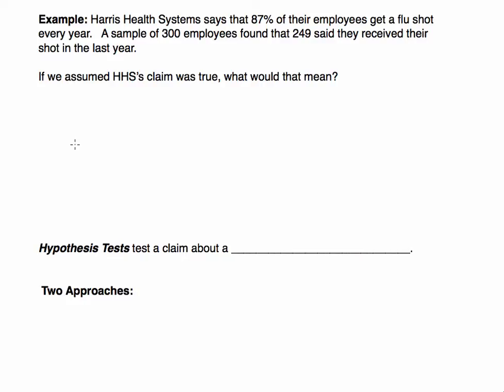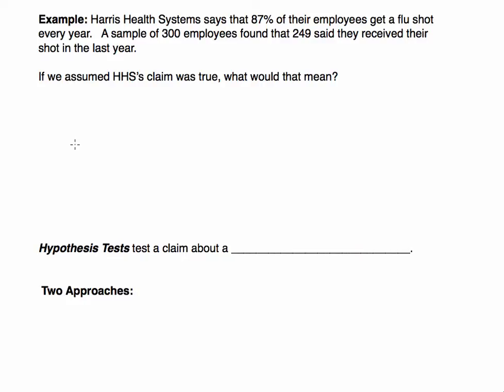With a confidence interval approach, we determined whether or not 87% seemed reasonable. We did that by creating a point estimate and a confidence interval and looking at whether or not that 87%, or that 0.87 proportion, was contained in that confidence interval. That's different from what we're about to do, which is to use a formalized hypothesis test to test this claim.